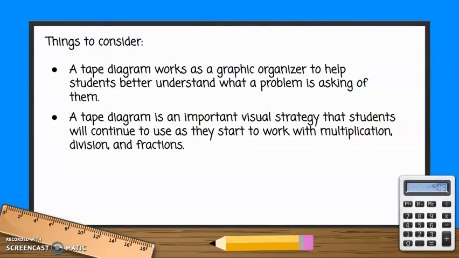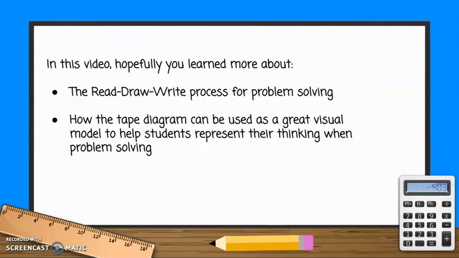Now that you have seen some examples of tape diagrams used in addition and subtraction problem-solving scenarios, there are a few things we want you to keep in mind. A tape diagram works as a graphic organizer to help students better understand what a problem is asking of them. A tape diagram is an important visual strategy that students will continue to use as they start to work with multiplication, division, and fractions. In this video, hopefully you learned more about the read, draw, write process for problem solving and how the tape diagram can be used as a great visual model to help students represent their thinking when problem solving.